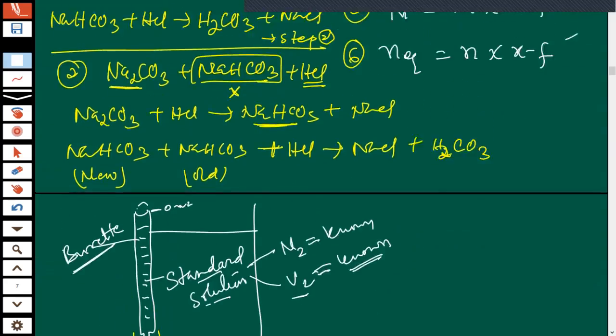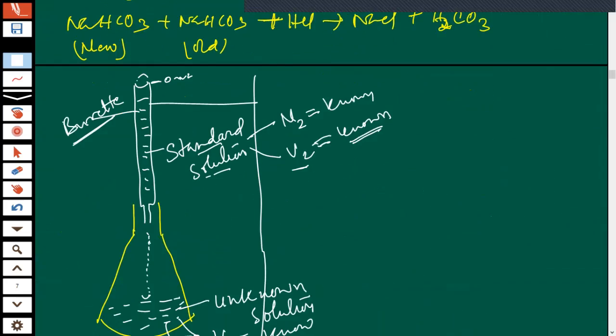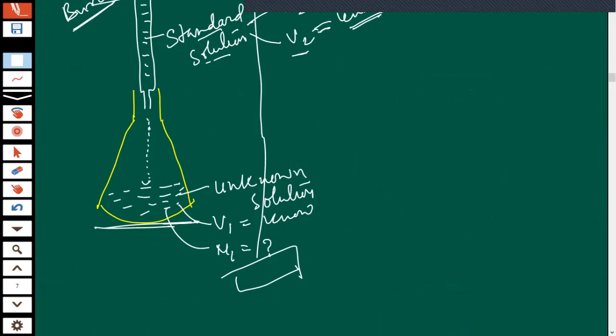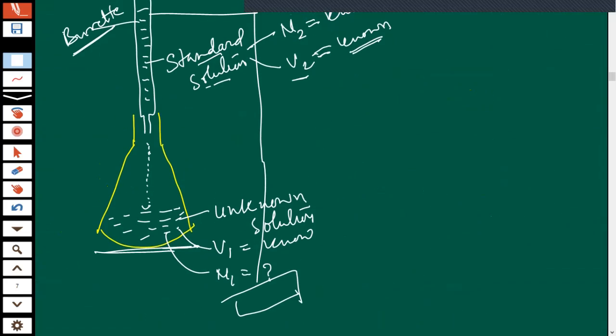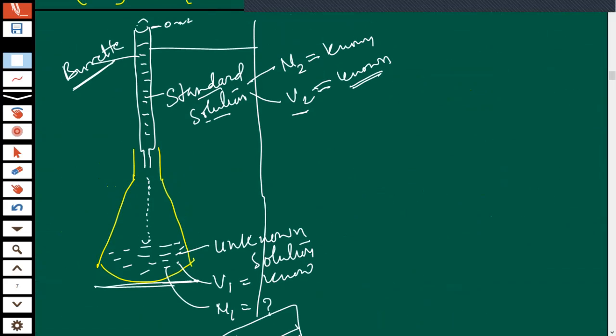We just have to keep in mind which reactant will react first and which reactant will react in the second endpoint. That's all. That is the whole story of double titration. So shall I give you one question? Okay, write down one question.